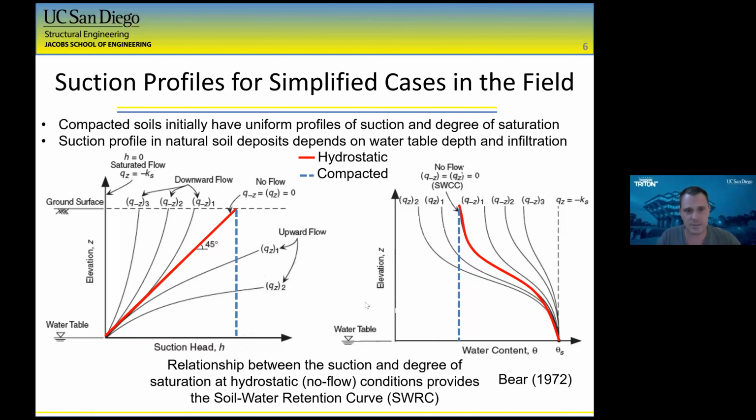I just showed this to think a little bit about the degree of saturation variation with depth. It could be very complicated at a site, depending on the depth of the water table and the infiltration and evaporation conditions. The condition that we're going to be focusing on in this study is where the degree of saturation, the water content, or the suction is uniform with depth. And we could say that that's representative of a compacted soil structure.